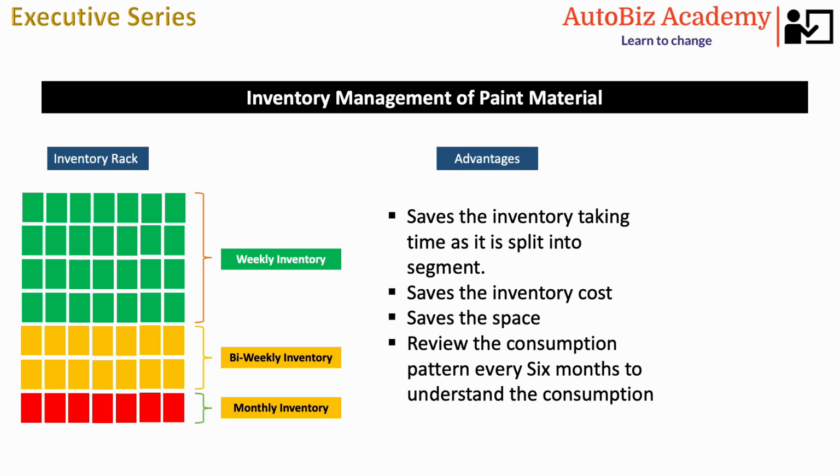Review this consumption pattern every 6 months to understand the consumption. Sometimes new shades are launched or the consumption of a particular shade goes high. So you need to review the consumption pattern every 6 months and you can make particular changes to your inventory management. Hope you understood the inventory management of paint material.